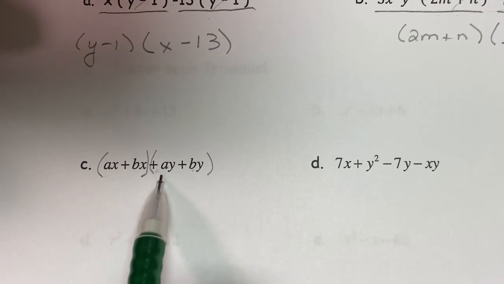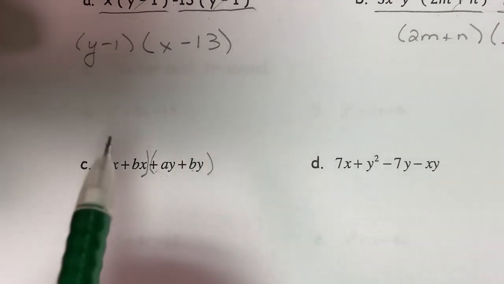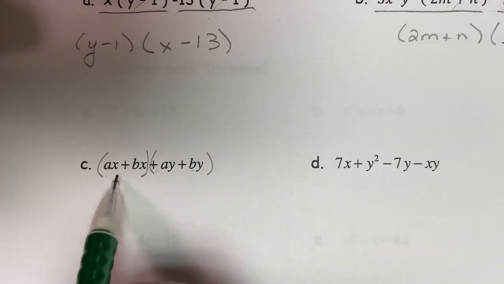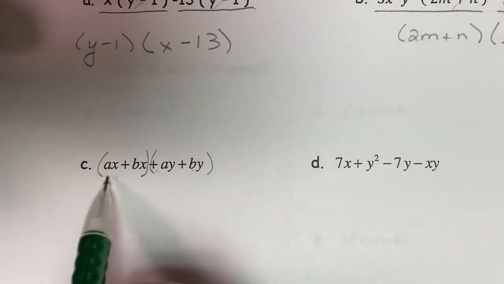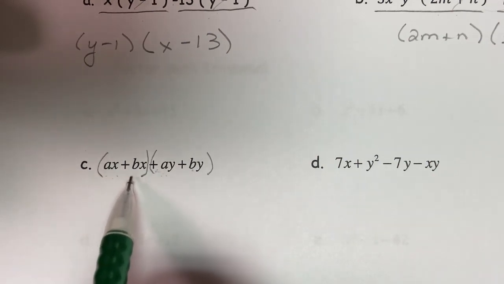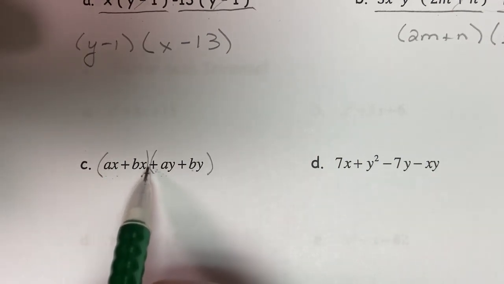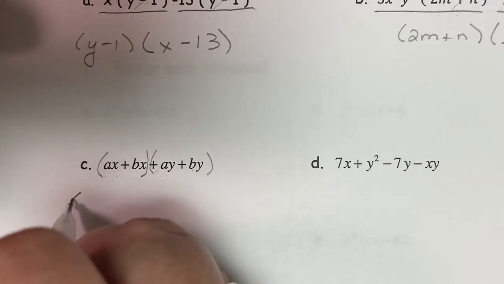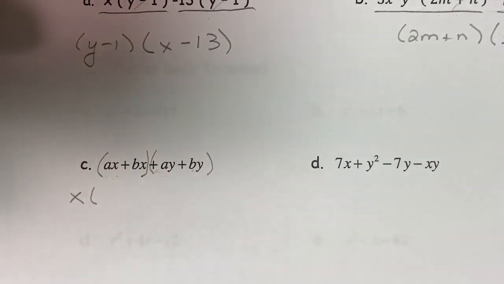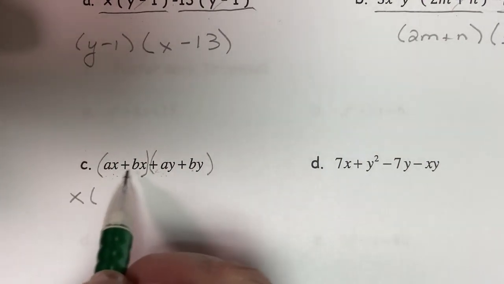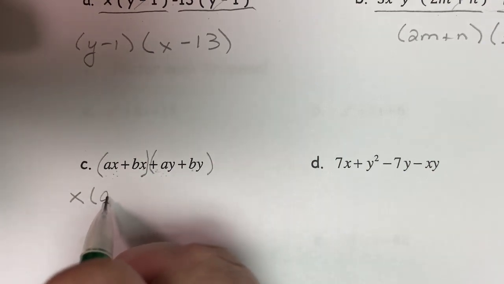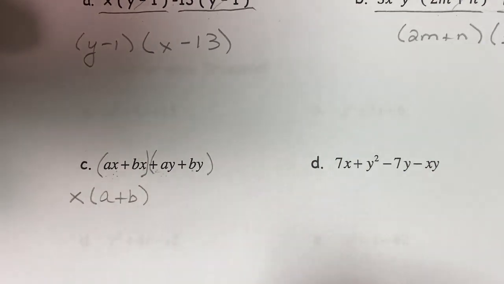Okay, so now that we've grouped them 2 and 2, we go here to my first group of 2 and we take out the greatest common factor. What do these two terms have in common? Well, they have an x. And now what's going to be left when I factor out the x? Well, I'm going to have an a plus a b.